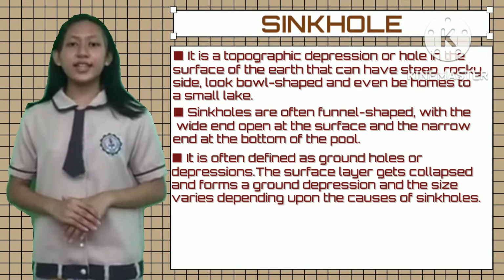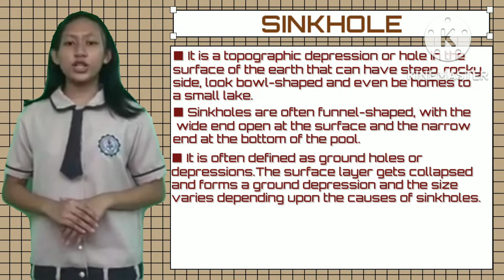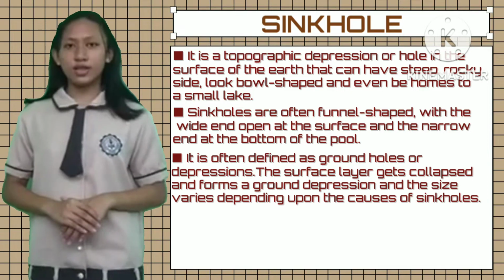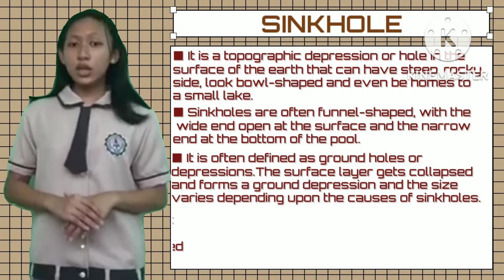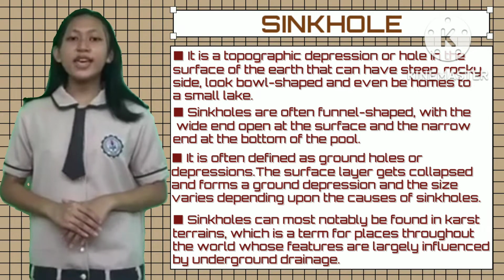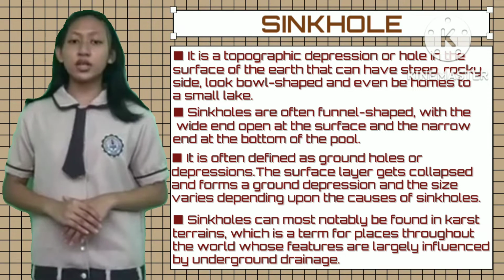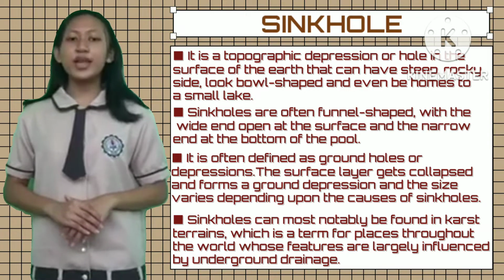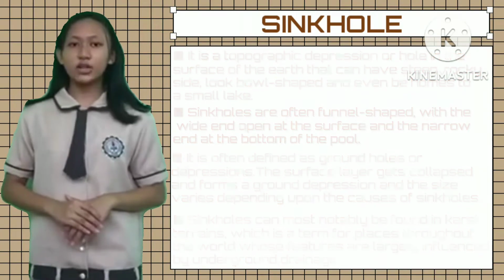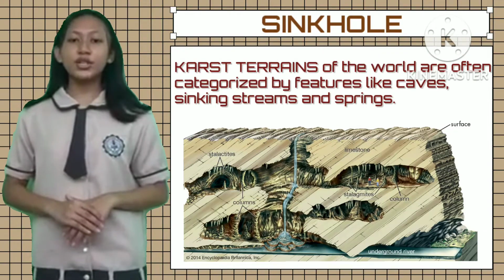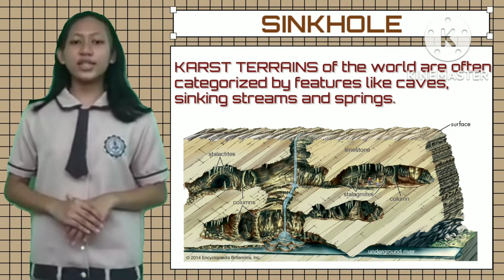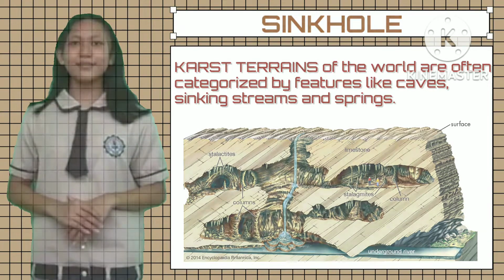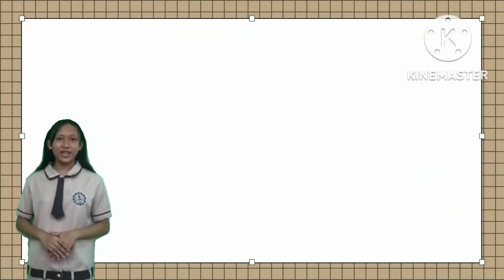The surface layer collapses and forms a ground depression, and the size of the sinkhole varies depending upon the causes of sinkholes. Sinkholes can most notably be found in karst terrains, which is a term for places throughout the world whose features are largely influenced by underground drainage. Karst terrains of the world are often categorized by features like caves, sinking streams, and springs. There are different types of sinkholes.